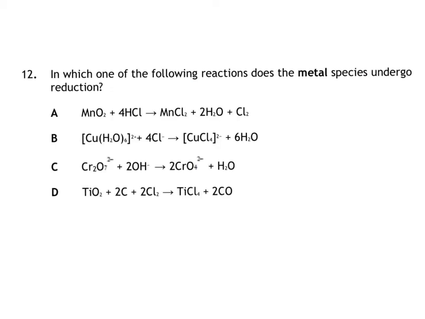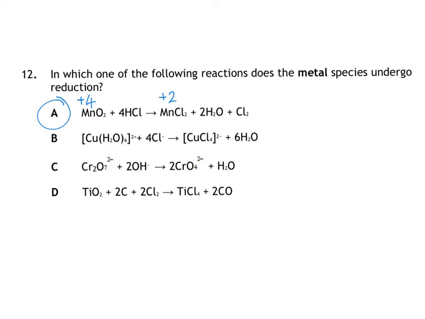Question 12. In which one of the following reactions does the metal species undergo reduction? So we're looking for a change in oxidation state just of the metal, getting a lower oxidation state. And it turns out that if I work out A, oxygen adds up to -4, so that is manganese 4 oxide. On the right hand side, that would be manganese 2 chloride, because each chlorine there is going to be -1 for its oxidation number, so the manganese would be +2. So it turns out that A is the right answer. I can check the other ones.